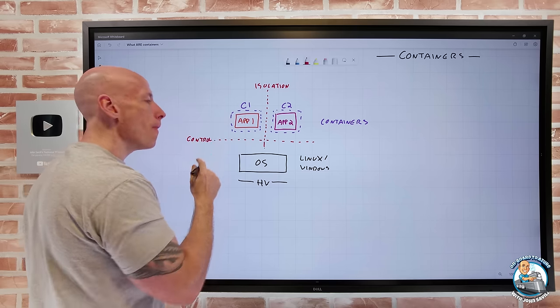So the container, well, it only sees its own processes, but outside of it, it's just a process. And this is a key point. A container to the host OS is just still visible.